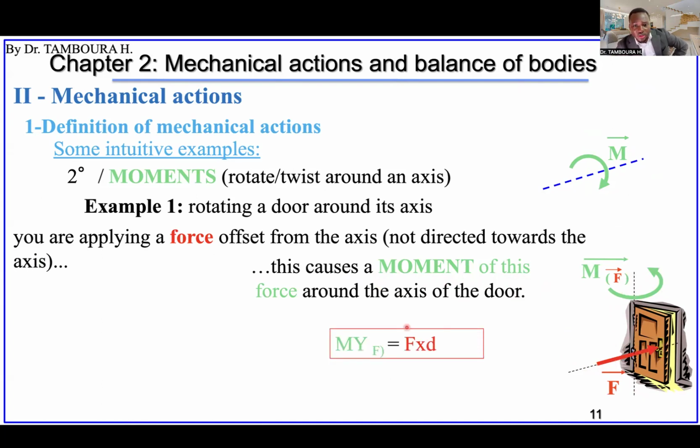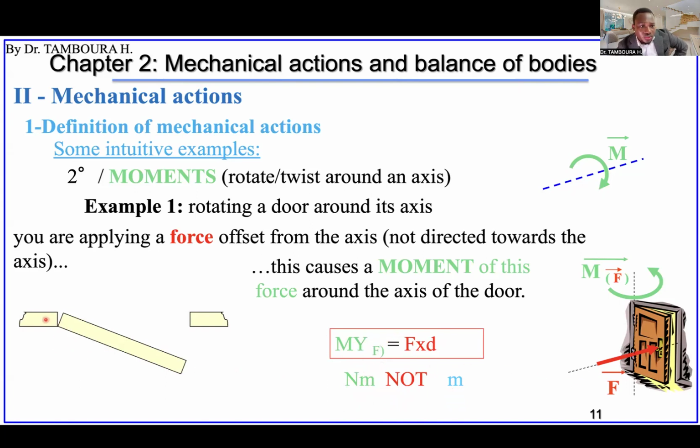So the moment will be M = F × d. This y should not be there. It means the intensity of the force that you multiply by d. Okay, M, the moment, the unit is Newton meter, and F is in Newton, and d is in meters. So d, what is d? If you take this door, I will fix this soon.